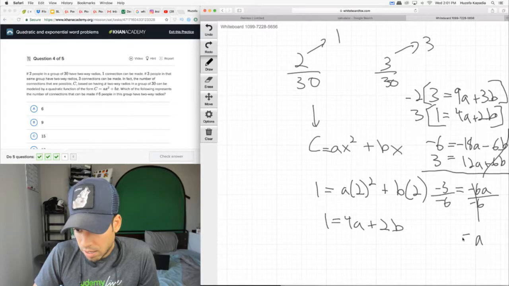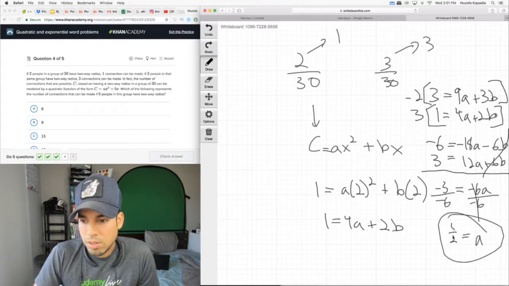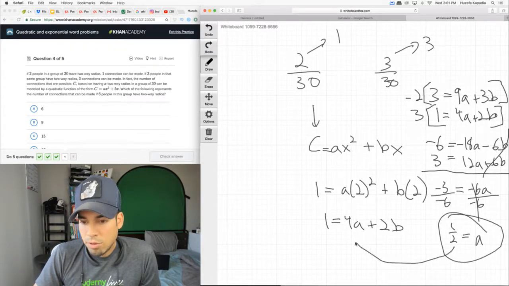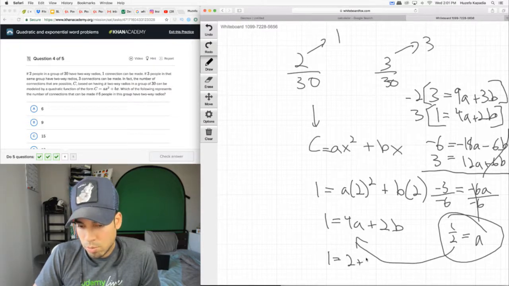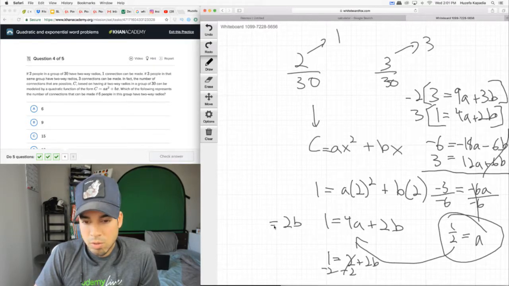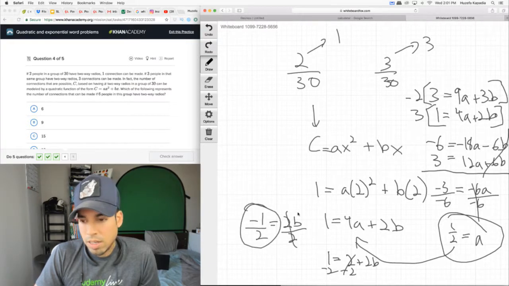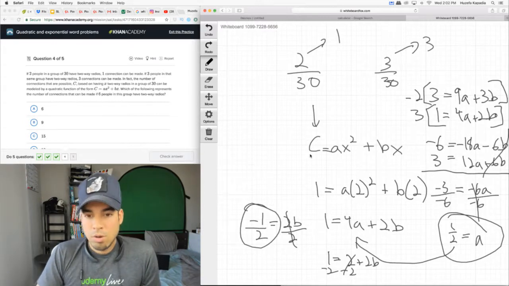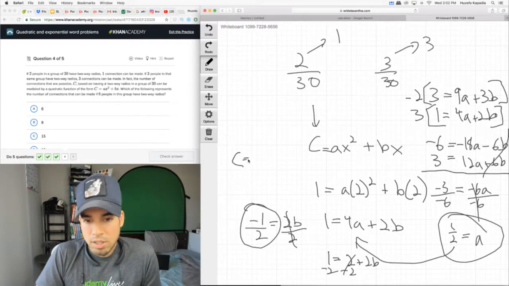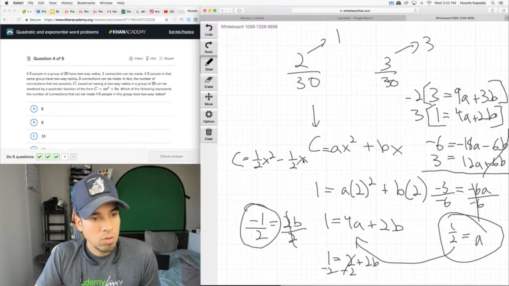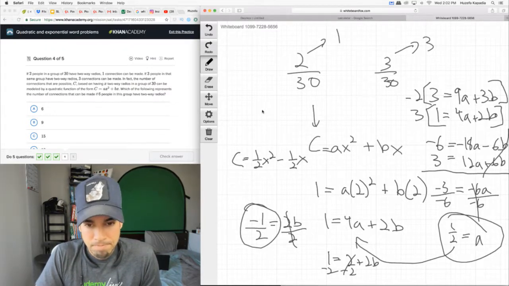Divide by negative 6 and A equals 1/2. Okay, so that's really nice. If A equals 1/2, let's plug it in here and let's get B. This is 1 equals 1/2 of 4, which is 2, plus 2B. Minus 2 on both sides, 2B equals negative 1. B equals negative 1/2. So our new equation is C equals 1/2 x squared minus 1/2 x. And now we want to know, if x equals 6, what is C?